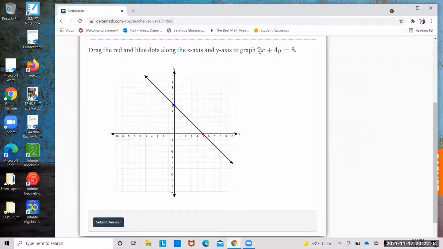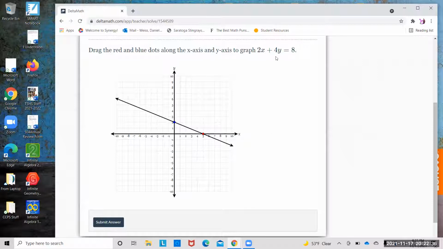Here's how it works. 2x plus 4y equals 8. So let's say I make x 0. If I make this x 0, 2 times 0 is 0, right? You're left with 4y equals 8. So if you're left with 4y equals 8, you divide by 4 and y equals 2. So you have the point (0, 2). So here I go, and I'm going to put the point (0, 2). And you got to be as exact as possible with that point. Otherwise, it marks it wrong for you.